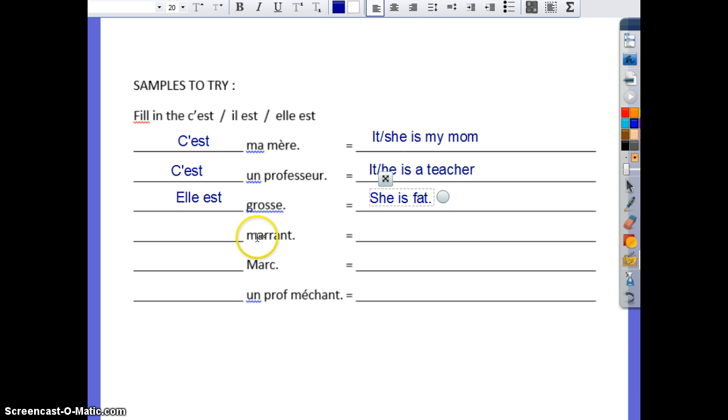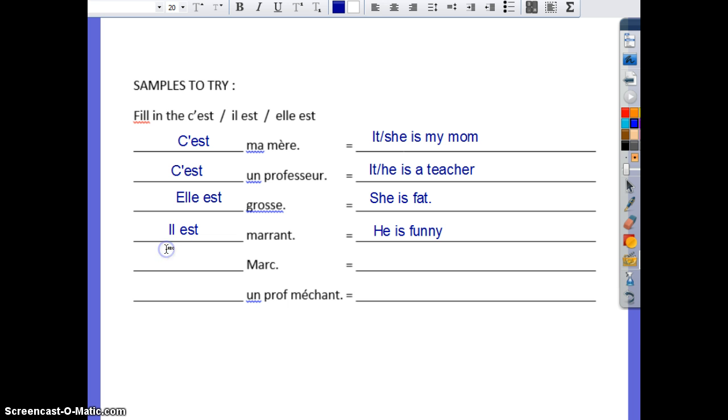Same kind of situation here. The word right after the blank, when we're trying to use it is or he is or she is, is just a describing word. If you forgot, the word marrant means funny. Again, that means if it's just a describing word, we're going to automatically use either il est or elle est. The way you know which one is you have to know that that's the original masculine form of funny. So if you want to say il est marrant, you could say he is funny.